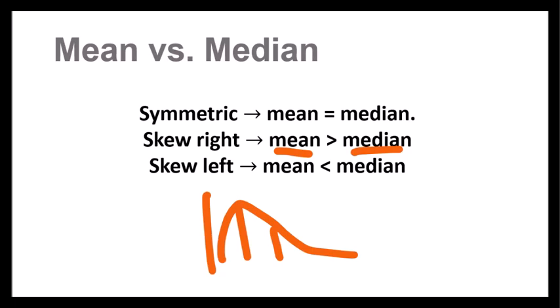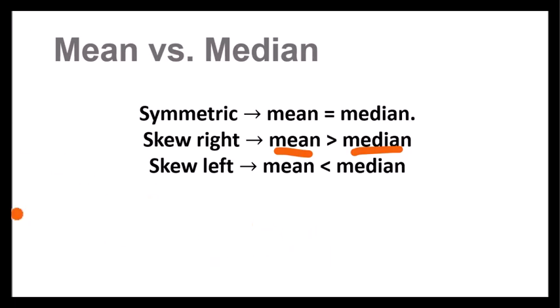Skew left will just be the reverse. So if the tail is pointing to the left, that would mean that the mean will be smaller than the median. If you have outliers in both directions, that won't actually affect the mean. So when we say that the mean is affected by outliers, it's affected by outliers in one direction or the other based on the skew.